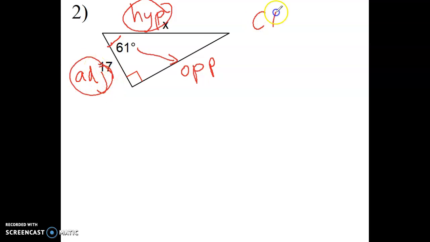So we know it's a cosine, CAH. Okay, our equation in this case is cosine 61 degrees is equal to adjacent 17 divided by hypotenuse x. So the x here is in the denominator.